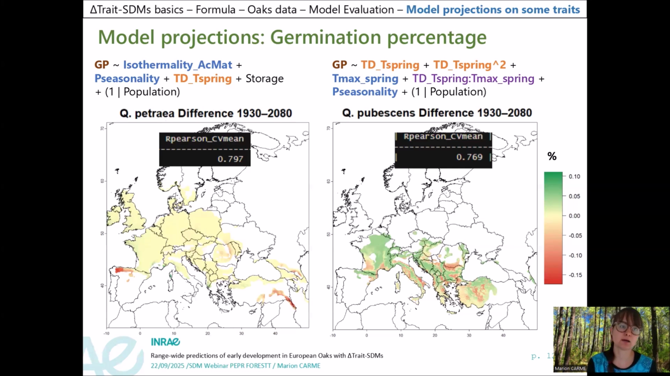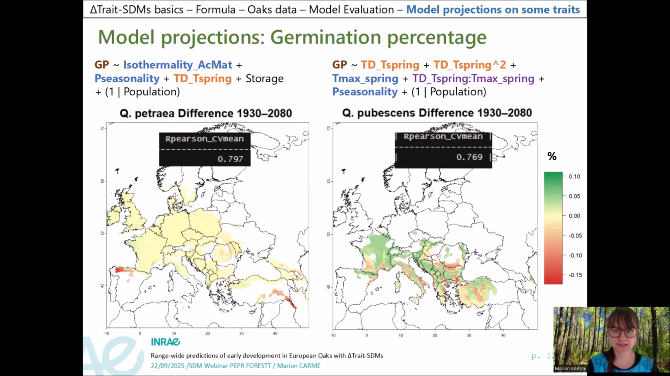For example, the germination percentage in sessile oak depends on the isothermality of the acorn maturation year and on precipitation seasonality of origin. It depends also on the temperature transfer distance, in orange, which means it's plastic. For pubescent oak, it depends on the temperature transfer distance too, but with an optimum. It depends also on the spring temperature and the precipitation seasonality of origin. And here there is an interaction, which means the plasticity also depends on the spring temperatures. I've also put the Pearson R coefficient, so you have an evaluation metric. Here it's almost 80%, which is really good.